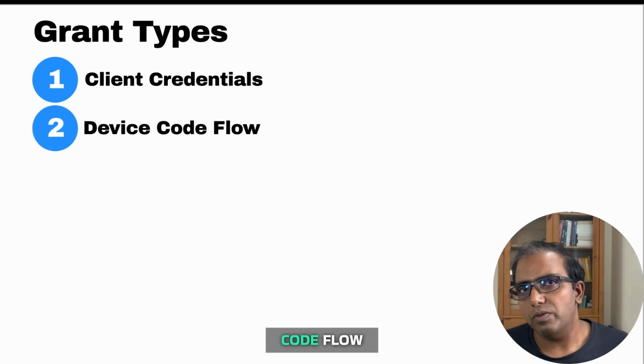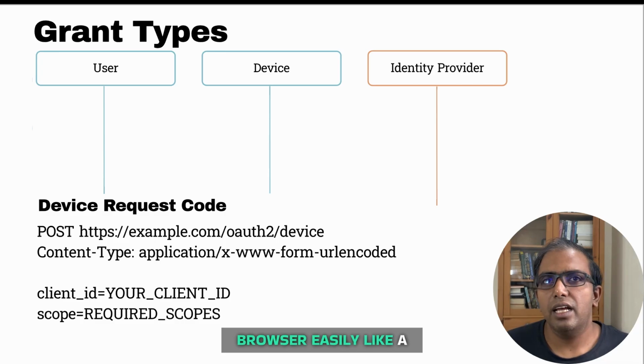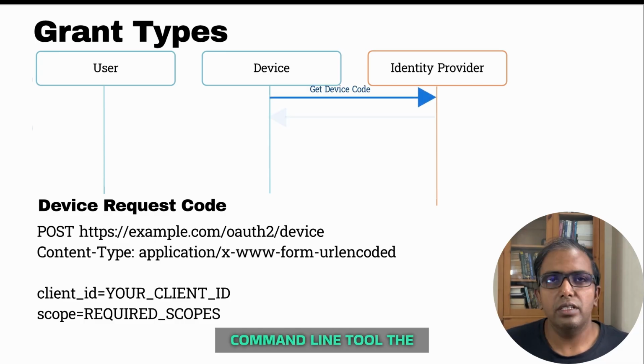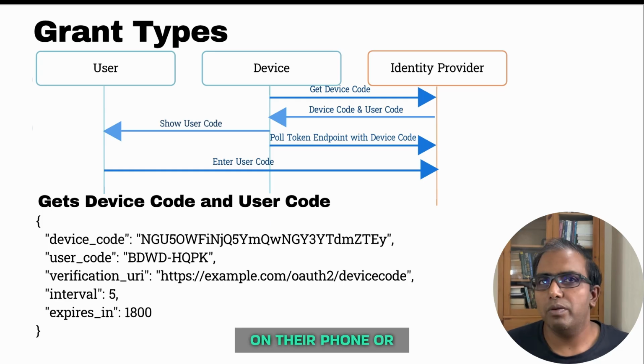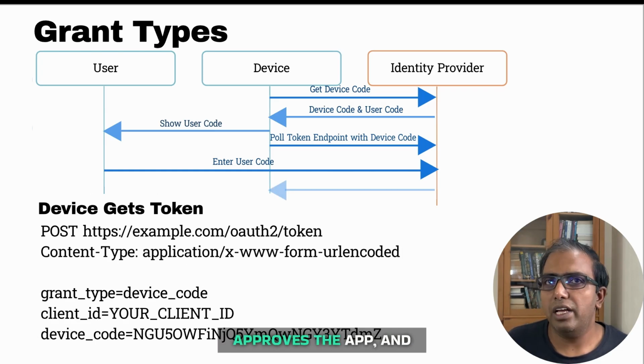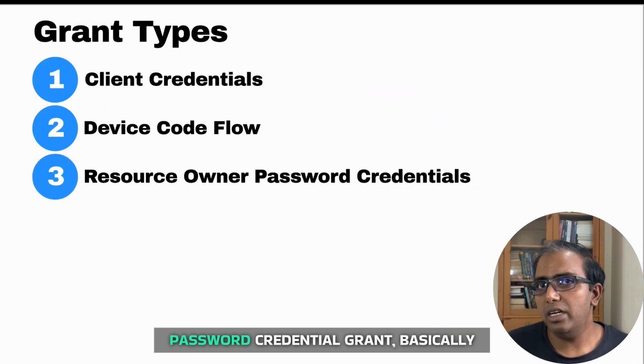Then there is device code flow. This is used for devices that can't open a browser easily, like a smart TV or a command line tool. The device shows a code to the user. They just visit a URL on their phone or computer, enter the code, approve the app, and then the device gets a token.